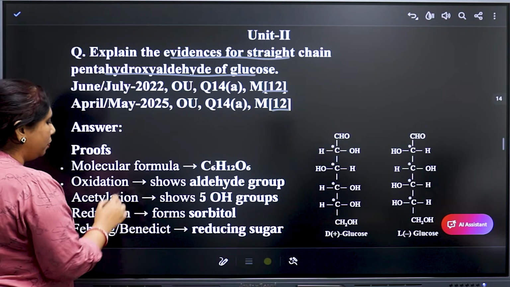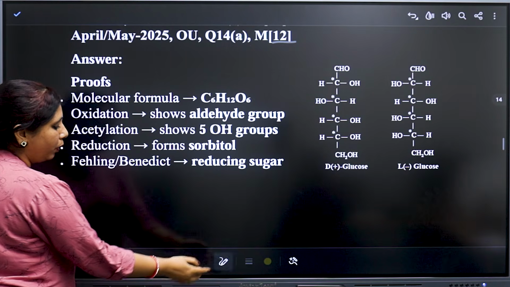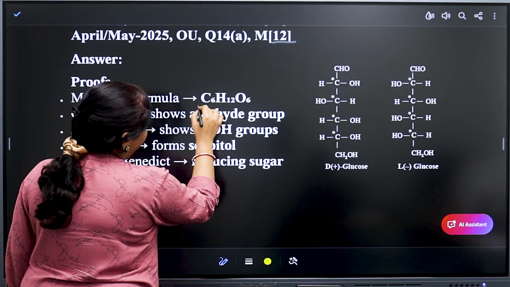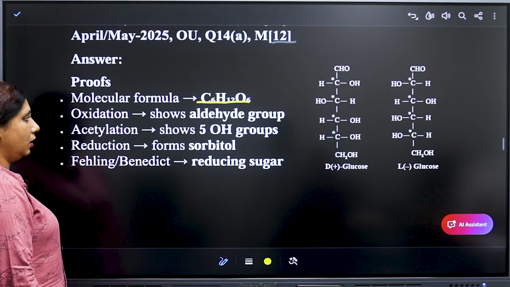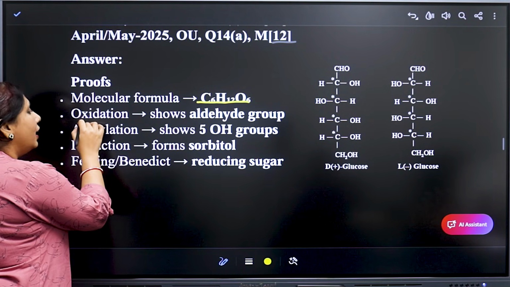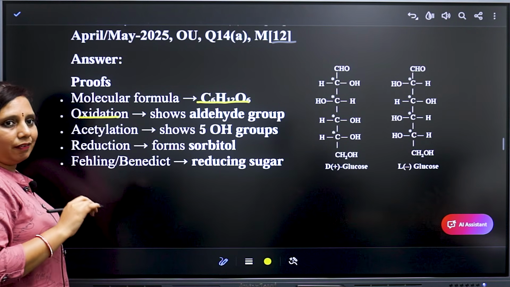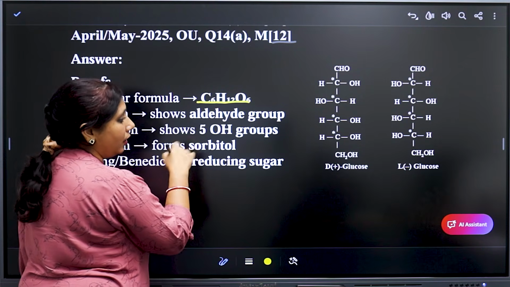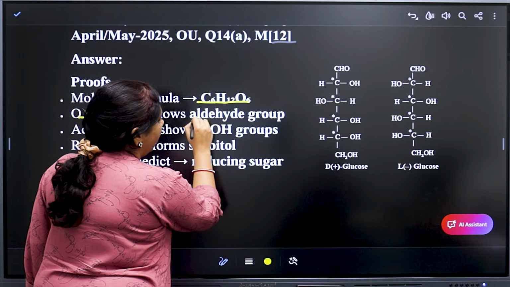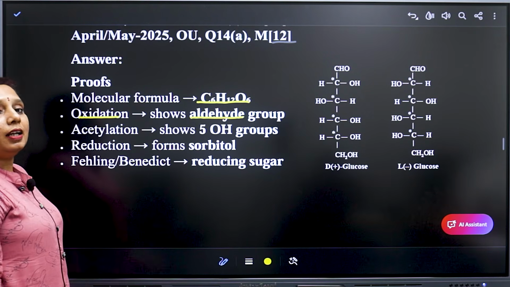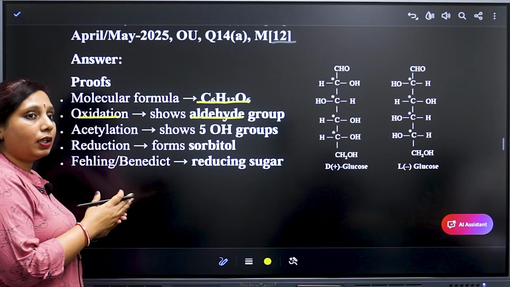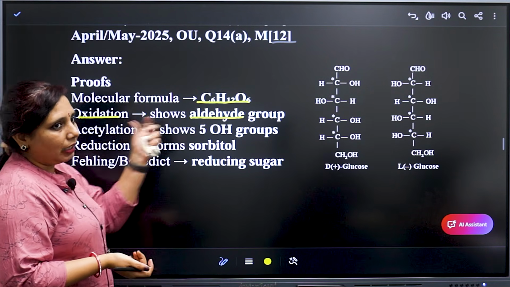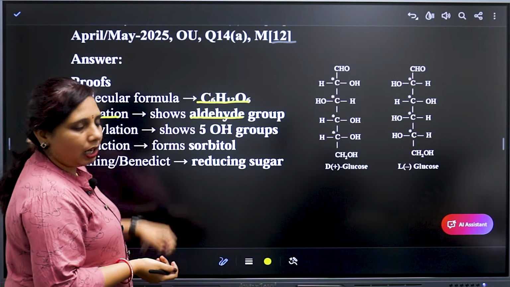The first point that we have to remember, what are the proofs that indicate glucose is a straight chain compound, is the molecular formula C6H12O6. And the second point, when we oxidize glucose with the help of bromine water, it converts, and that shows that it contains aldehyde group. So bromine water is an oxidizing agent that converts aldehydes. So this confirms that glucose is having aldehyde group.